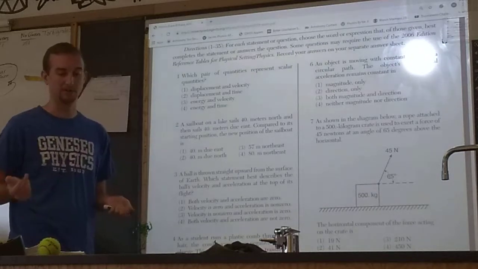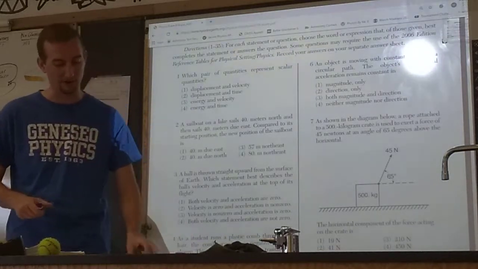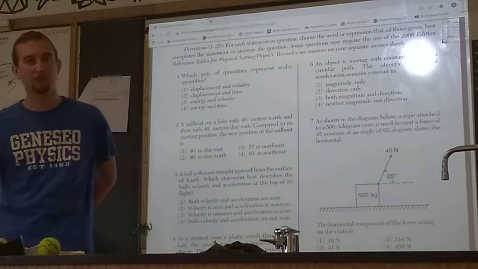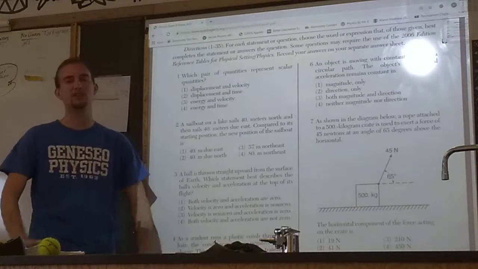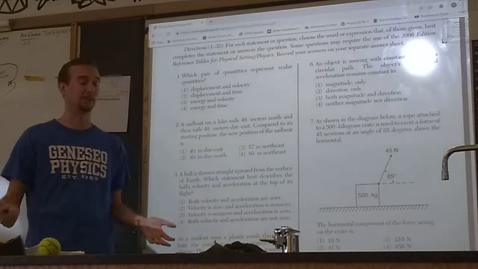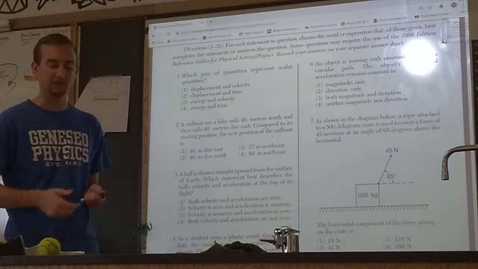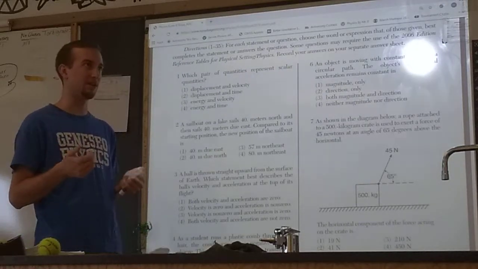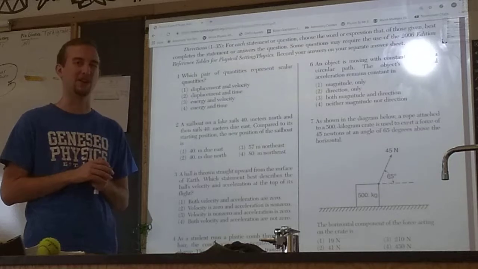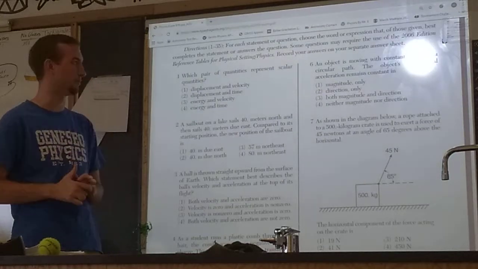So let's get started. The first part of the Regents, there are 35 questions in part A. They're all multiple choice questions. Usually these are the easier multiple choice questions. That's not to say that there aren't hard questions in there, but these are typically the easier ones, or maybe a better way of describing it, slightly less calculation than the last 15 multiple choice.